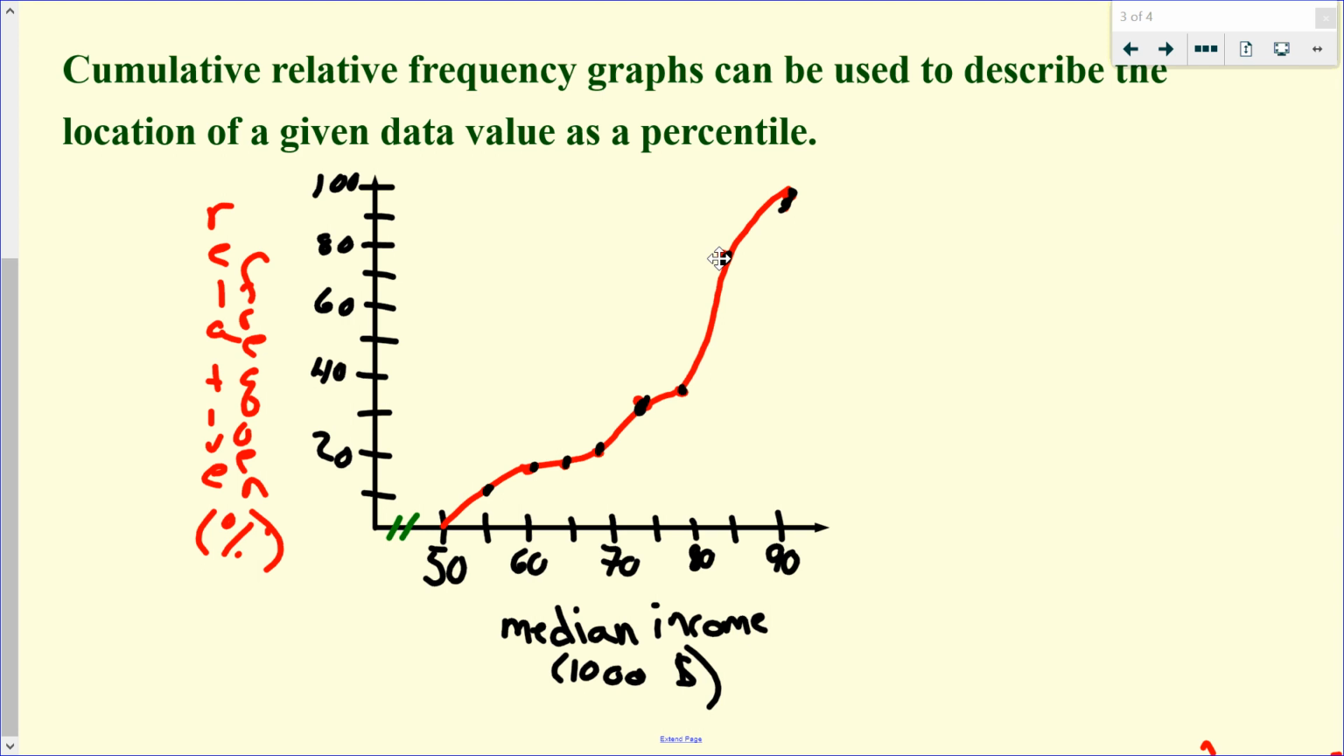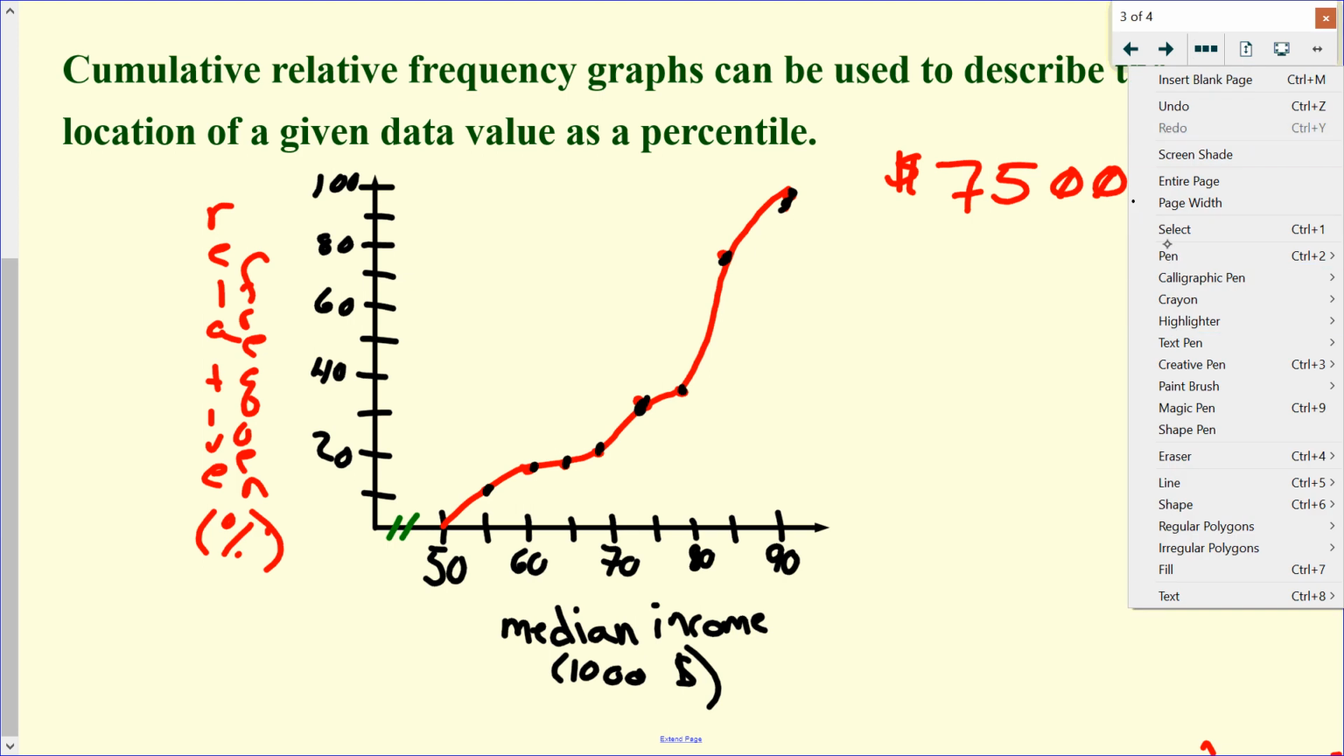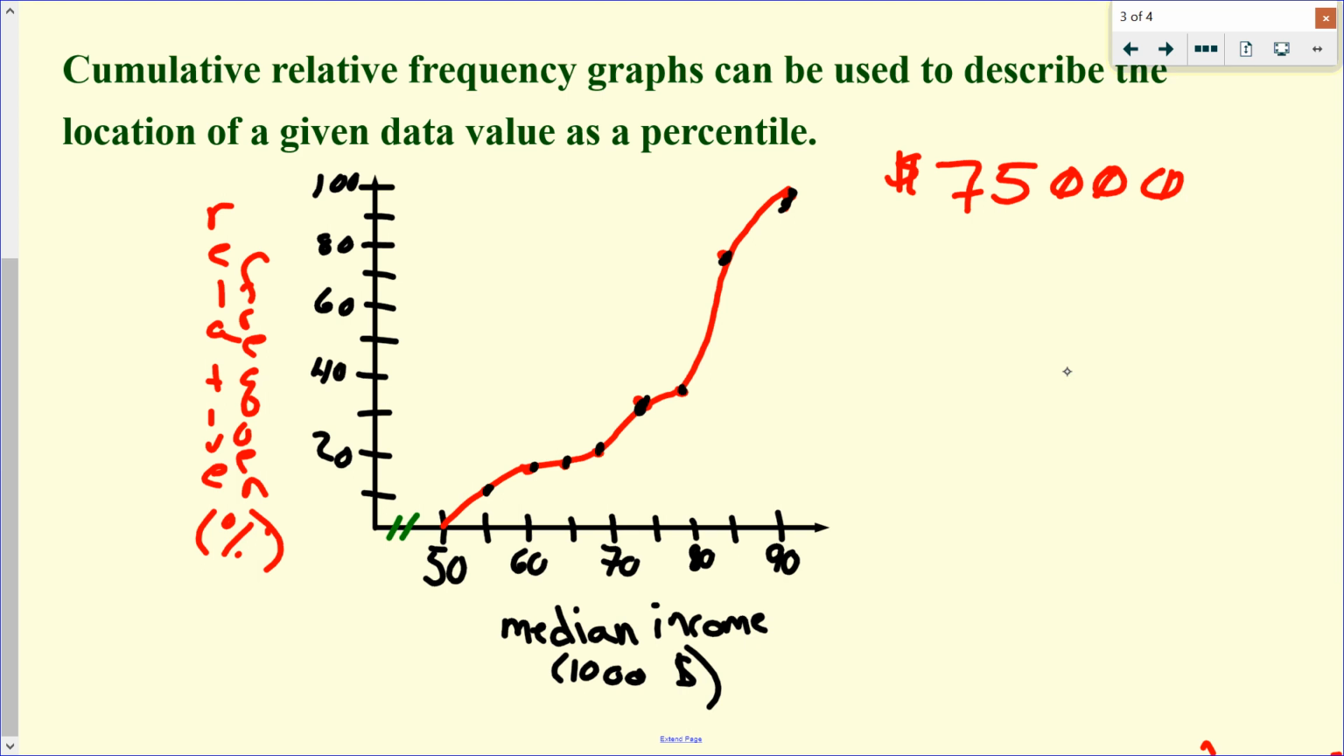So if we were at this point asked what percentile $75,000 is at? What percentile is $75,000? So we would go over, because 75,000 is a median income. It is what is measured on the x-axis. So we'd go over to 75. We would rise up, and then we would go across just a little bit above 30. So we'll call this at the 31st percentile.